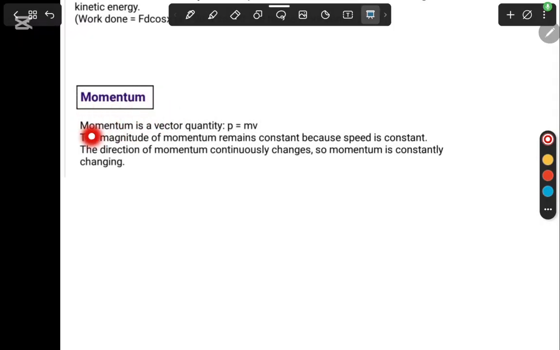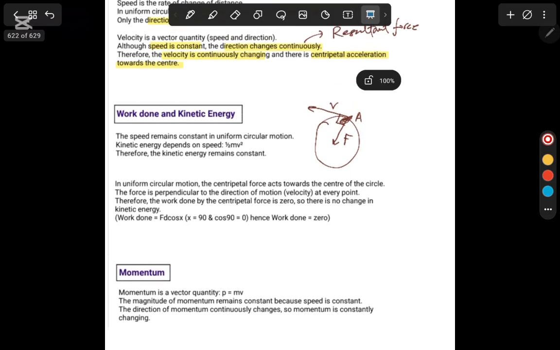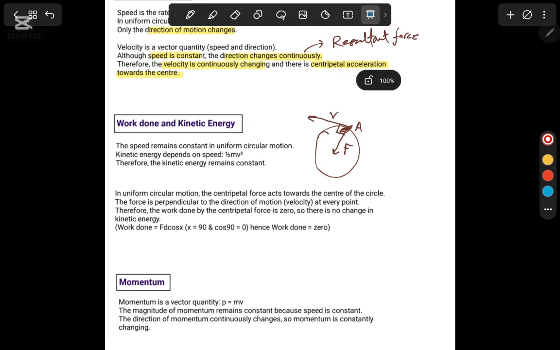Next, we're going to finally talk about momentum. Momentum is a vector quantity. The magnitude of momentum remains constant because speed is constant. The direction of momentum continuously changes, so momentum is constantly changing as well. All right, so these are the 3 points that you have to think about and know for the exam.